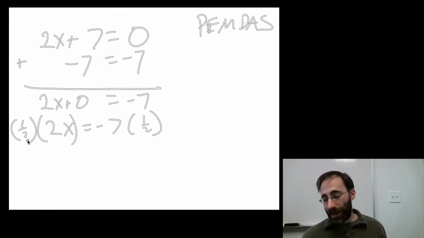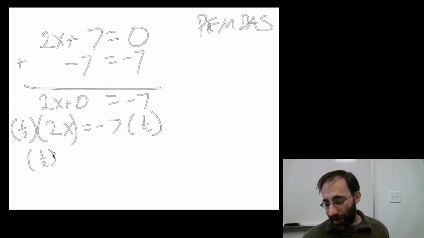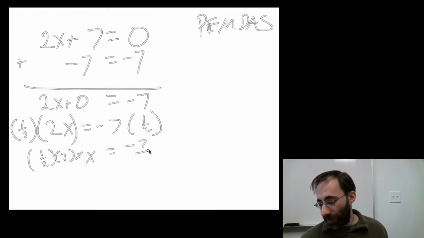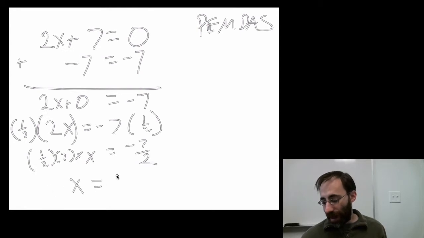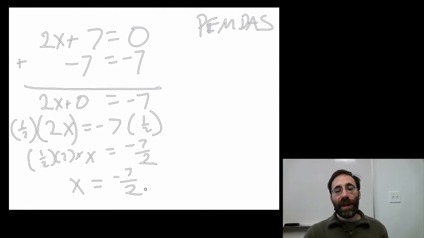A half times 2x, remember associative means this is the same thing as a half times 2 times x, and this is negative 7 over 2. Well, the 2 times a half is 1, so that equals just x, and this side is negative 7 halves, and we're done. So we have x equals negative 7 halves, and we've solved the simple linear equation. And we do that by reversing the order of operations and using inverses on all the operations to move them from the left side to the right side, or at least away from the x.